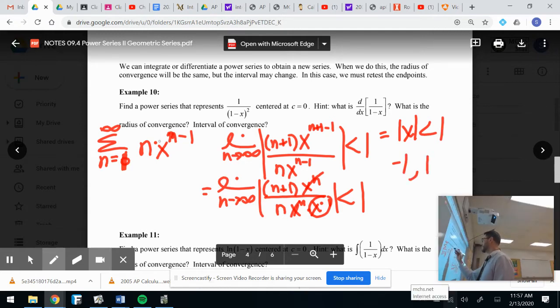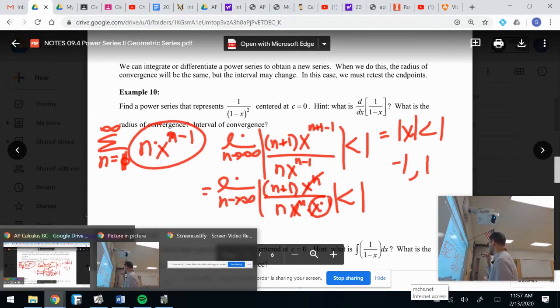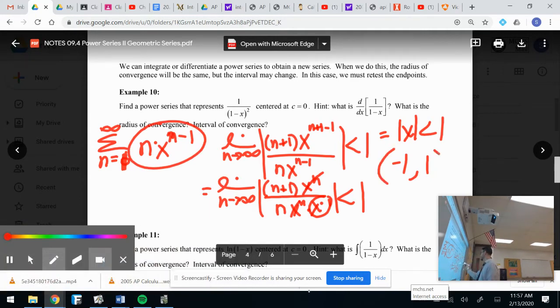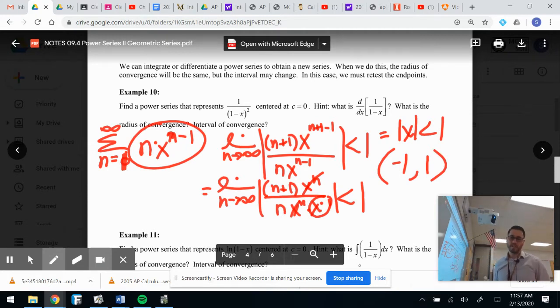Okay, now remember, checking the endpoints, you plug it back into there. That's something you should do on your own time. I'm going to give you the answer because it gives us nothing different. You get a little diverge. Make sure you test that. Make sure you're good to go.